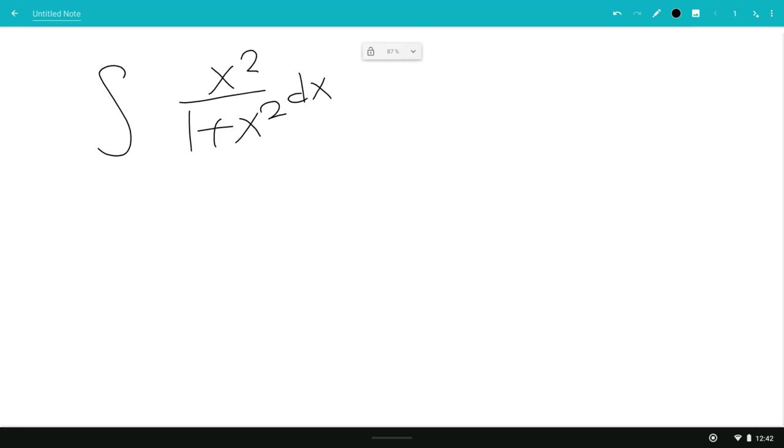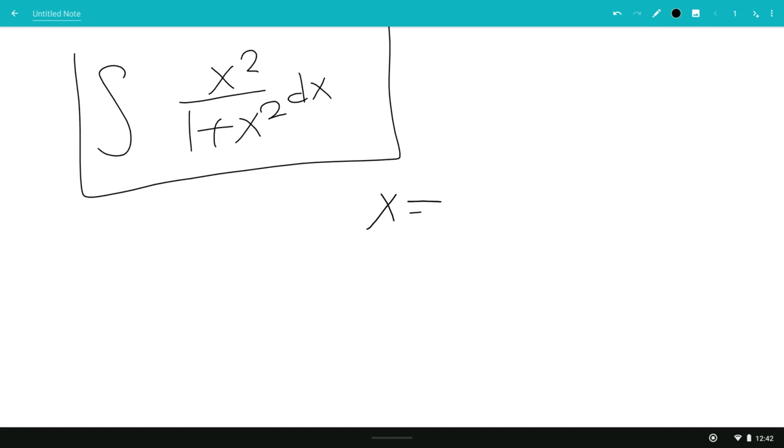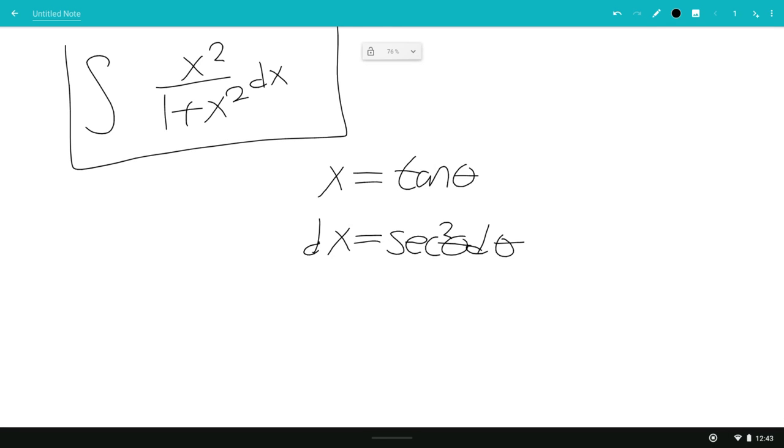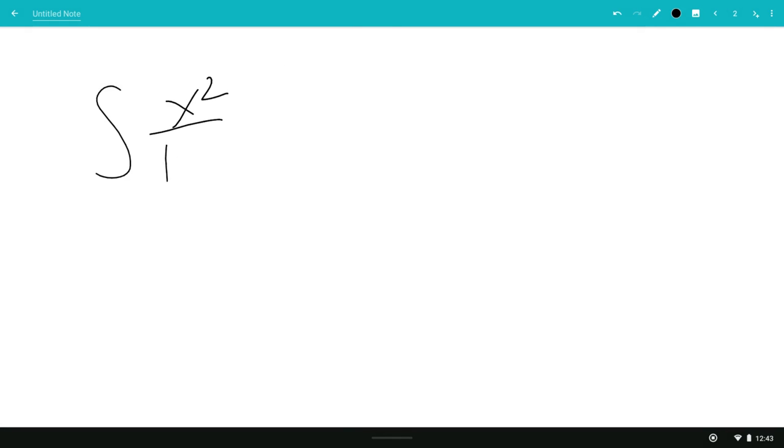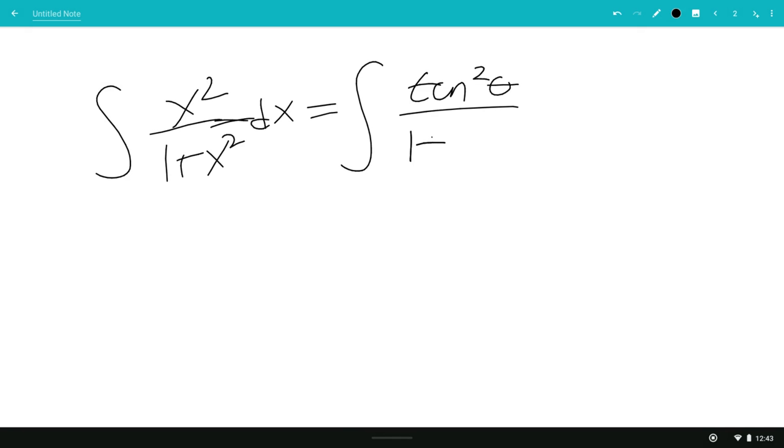In this video, we're going to do the integral of x squared over 1 plus x squared dx three different ways. The first way we're going to do it is by trig sub. So x equals tangent theta, dx is secant squared theta d theta. Plug that in, so the integral of x squared over 1 plus x squared dx equals the integral of tangent squared theta over 1 plus tangent squared theta times secant squared theta d theta, because dx is secant squared.